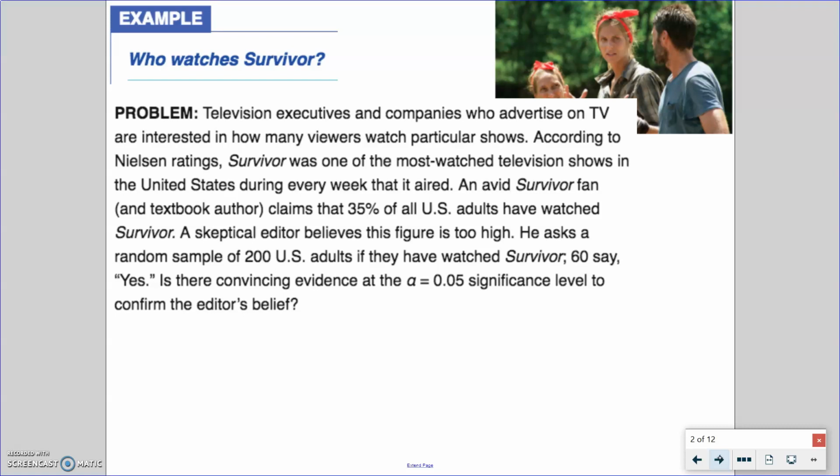Anyways, so this problem says television executives and companies who advertise on TV are interested in how many viewers watch particular shows. According to Nielsen ratings, Survivor was one of the most watched television shows in the United States during every week that it aired. An avid Survivor fan and textbook author claims that 35% of all U.S. adults have watched Survivor. A skeptical editor believes this figure's too high. He asks a random sample of 200 U.S. adults if they have watched Survivor, and 60 say yes. Is there convincing evidence at the alpha of 0.05 significance level to confirm the editor's belief?